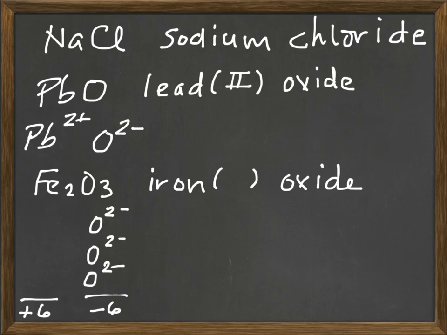How many iron atoms are in there? There's 2. Fe, Fe. There's 2 of them. So between those 2 iron ions, they must have a total of +6 charge. I need to take that +6 and divide it equally between those 2.